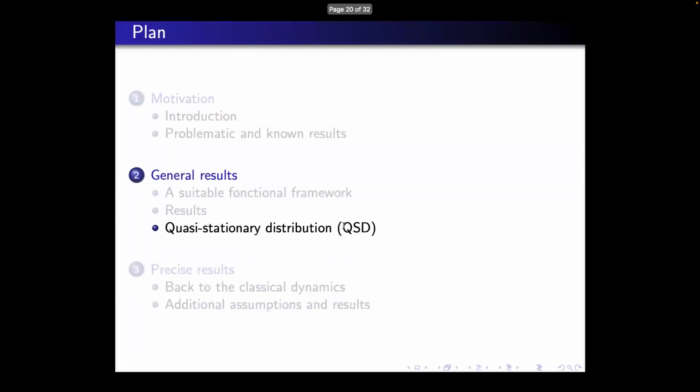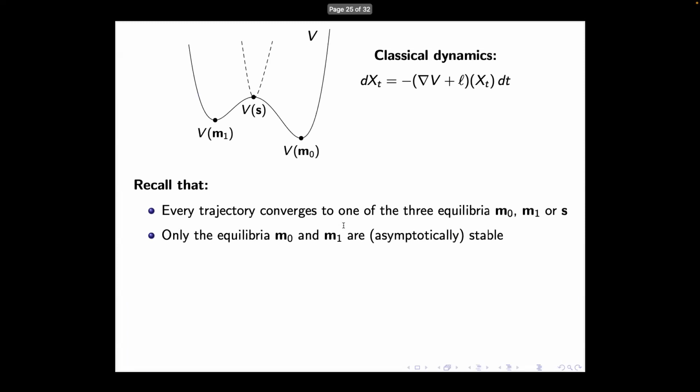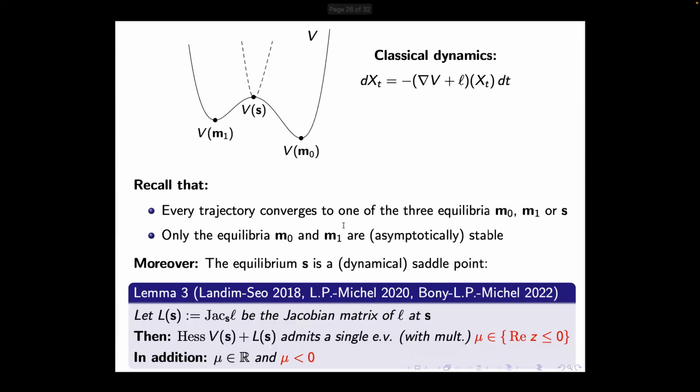Oh. Okay, so I won't give you the idea of the proof. I will just state a precise result also. To do so, I need to go back to the classical dynamics. So here is the picture of the classical dynamics, and recall that every trajectory converges to M naught, M1, or S, and only M naught and M1 are stable and asymptotically stable. And moreover, using some quite elementary linear algebra result, we can show that the equilibrium S is a saddle point for this dynamics.